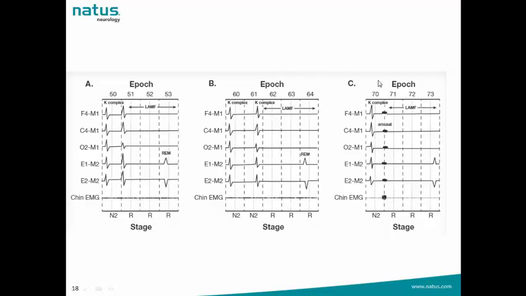In figure C, 70, we have a K-complex. And we have also an arousal following that K-complex, but it's not associated with that K-complex because of the long duration. So this is definite N2. After the arousal in 71, we don't have any clue to score this epoch. Chin EMG tone is still absent. Keep it in mind. Go for 72.